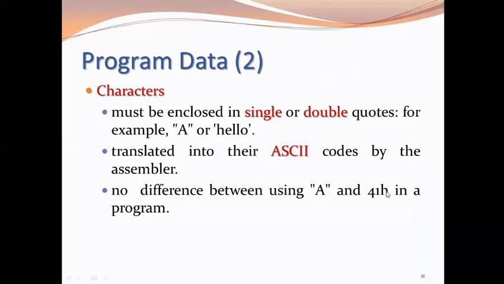So this is a hexa number. Make sure you don't make a mistake with that. So you are using 41H. So either you can write A inside the double inverted comma or 41H. So when you are writing an ASCII code, you don't need to bother about the single or double inverted comma. Simply you can write the code.